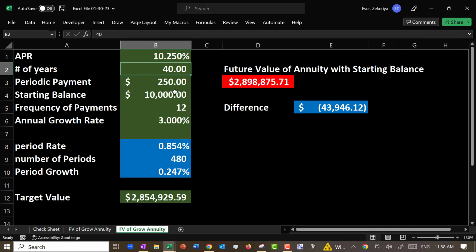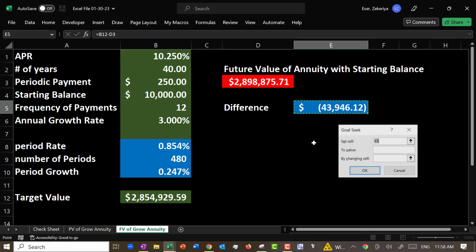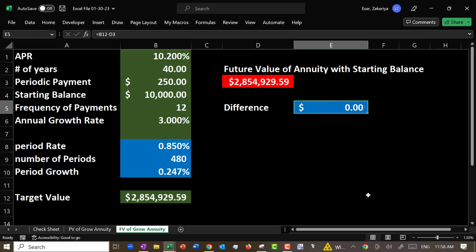You know what we're going to do? We're going to let Excel solve that problem with a lot more precision. Click on your data tab, what if analysis, goal seek, make that equal to 0 by changing what I don't know, APR. So 10.20.